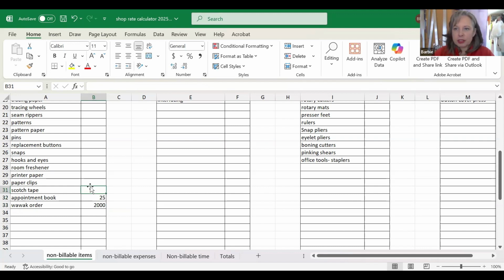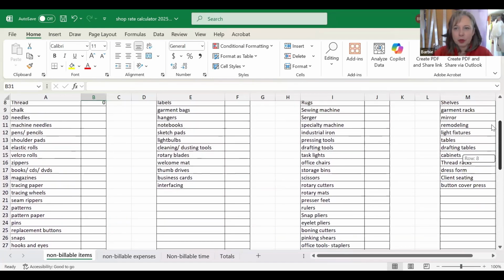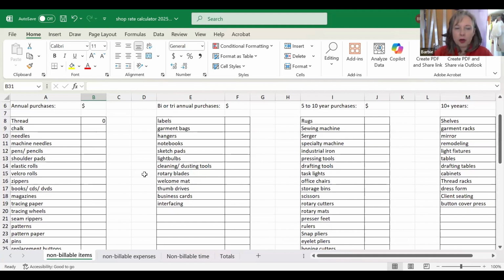How much tape do you use? That's a thing, like office supplies, we tend to forget. They're not sewing supplies, so we tend to forget them. But I use a lot of Scotch tape, paper clips, printer paper, things like this, all of these little items, pattern paper, patterns, seam rippers, tracing wheels, all those kinds of things are tax deductible and are part of your overhead.